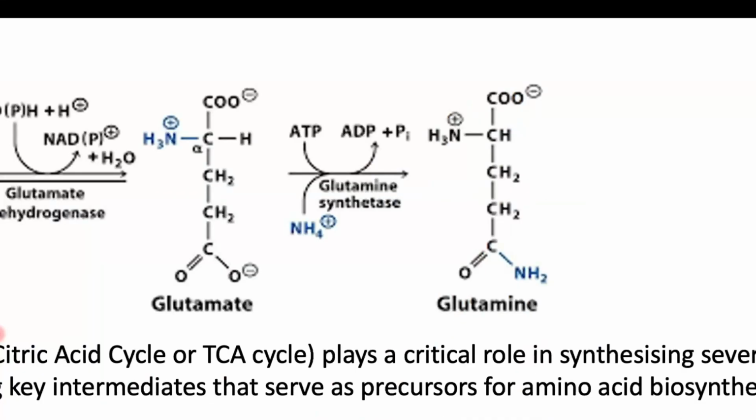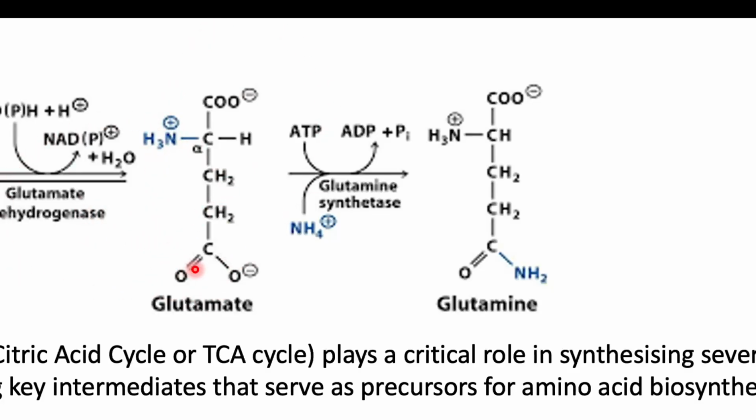Now how does this reaction happen? This is the schematic here. Alpha ketoglutarate, this is the molecule, undergoes an amination reaction. Amination means addition of an ammonium group, NH4, with utilization of NADPH to NADP. This is catalyzed by the enzyme glutamate dehydrogenase, forming glutamate.